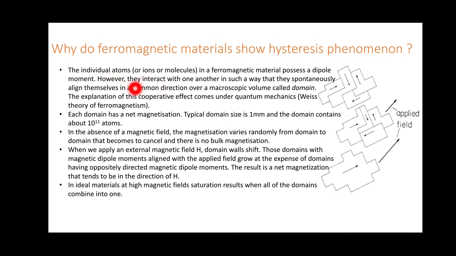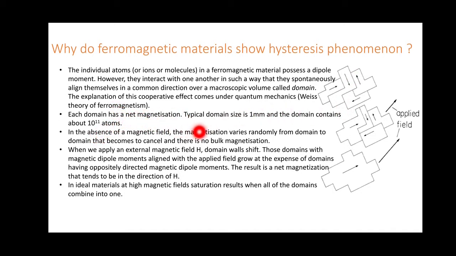The individual atoms or ions or molecules in a ferromagnetic material possess a dipole moment. However, they interact with one another in such a way that they spontaneously align themselves in a common direction over a microscopic volume, which we call a domain, like this domain, this domain, this domain, this domain. The explanation of this effect comes under quantum mechanics, the story of ferromagnetism.